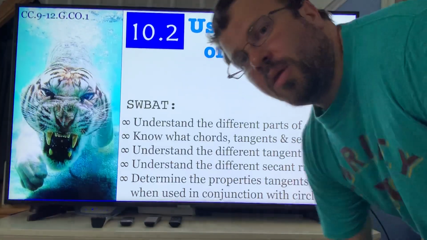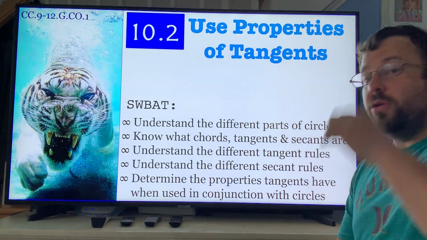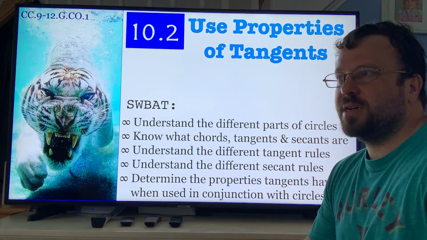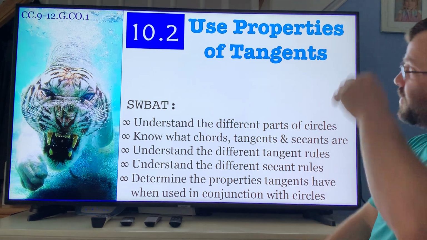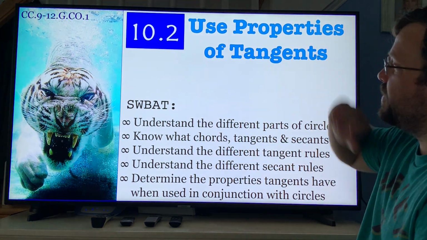Hello everyone, welcome to 10.2, use of property tangents. Today we'll be starting a new section in our lessons. Hopefully you guys did wonderful on your last test on circles, areas, sectors, circumference, arc lengths, all that fun stuff. But now we're going to go into the other properties of circles, and we're going to start with the property of tangents.